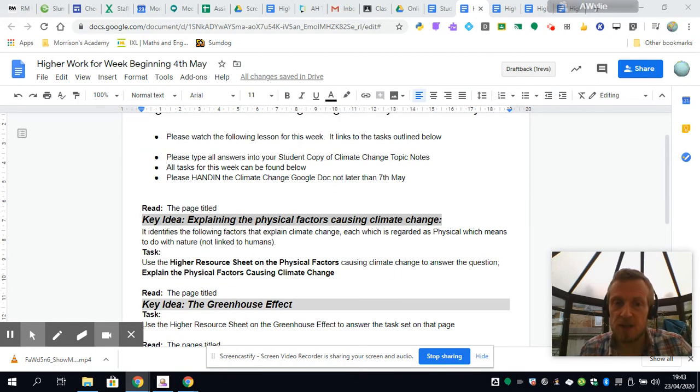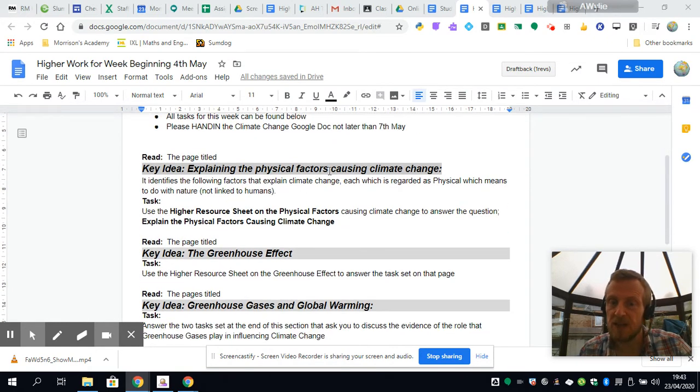So the first one is to do with explaining the physical factors causing climate change. So I need you to find that section in your topic note set, and I need you to read that page to start with. And then I'd like you to answer the main exam question, which I'm indicating to you right there. So what are the physical causes? And this is a key exam question, and Mr. Anderson and I will be looking to mark it out of probably 6 or so marks. That is the kind of mark scale, or even possibly up to 8 marks that you would get.